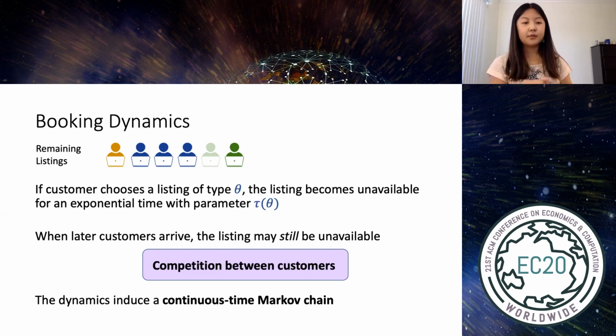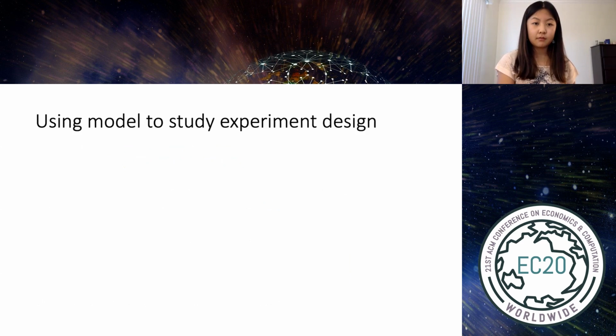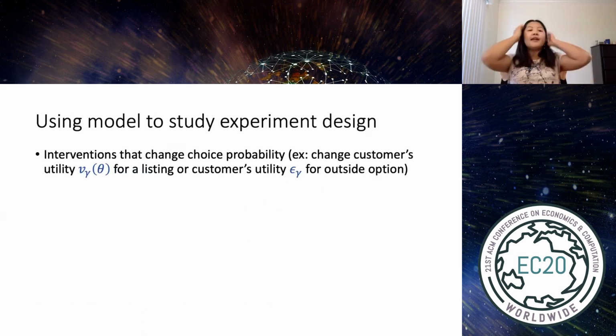Then all of the dynamics that we talked about above induce a continuous time Markov chain where the state space of this Markov chain is just the number of available listings of each listing type at any time. Now, how do we use this to study experiment design?